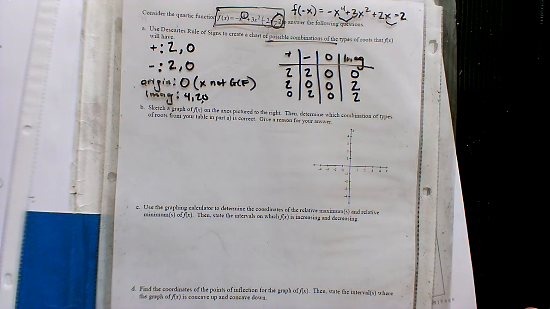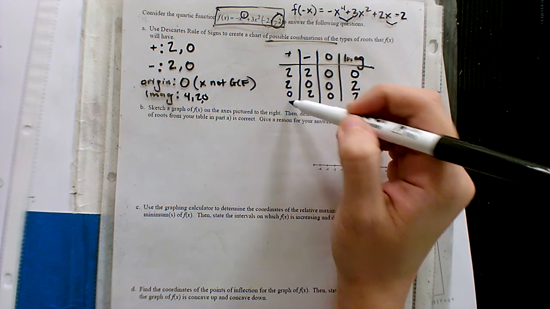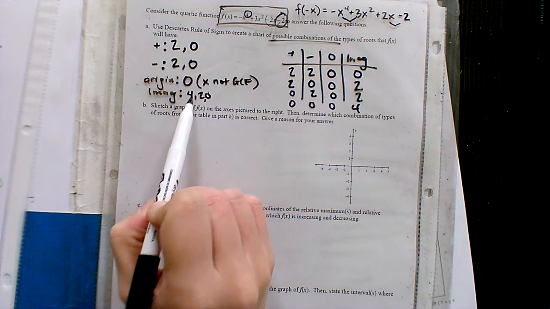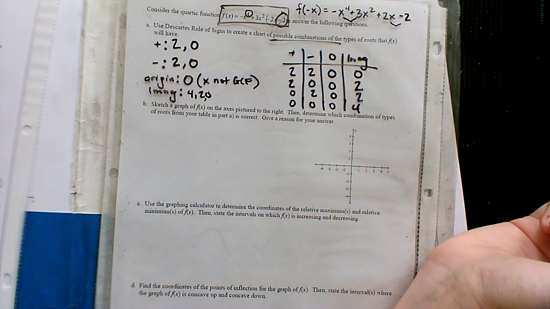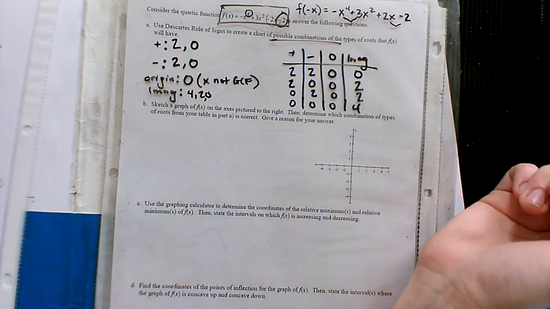Good. Any more? Good, Noah? 0, 0, 0, 4. Okay, so no positive, no negative, none at the origin, so all 4 of them must be imaginary. Is there another one? No, that's it? Okay. So there's our list of possibilities.